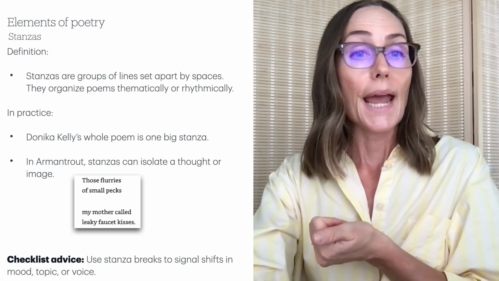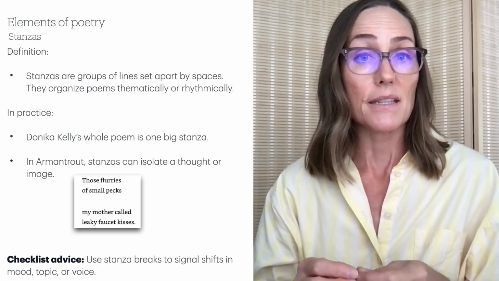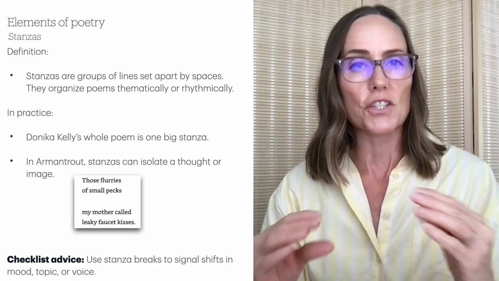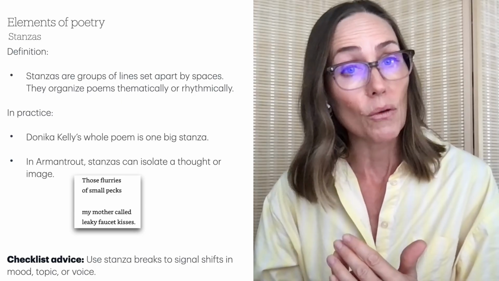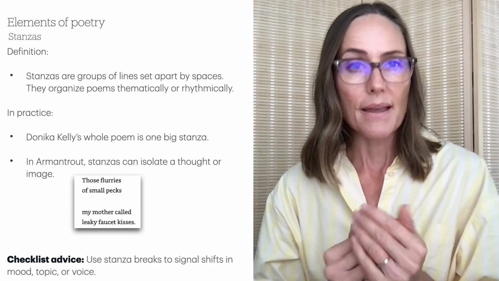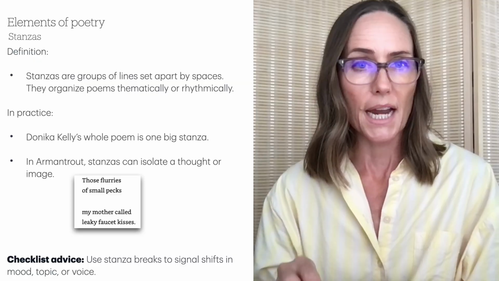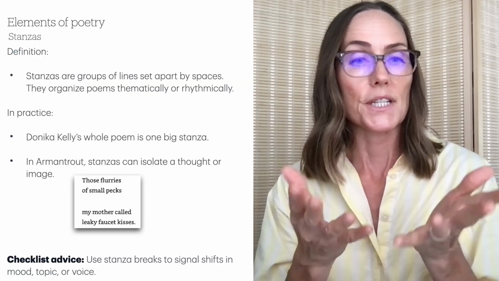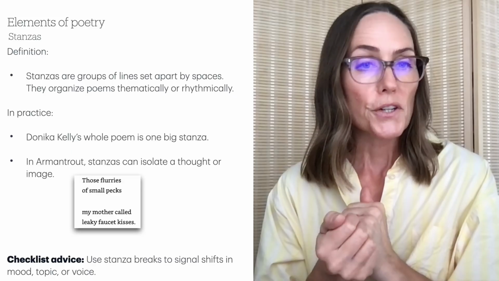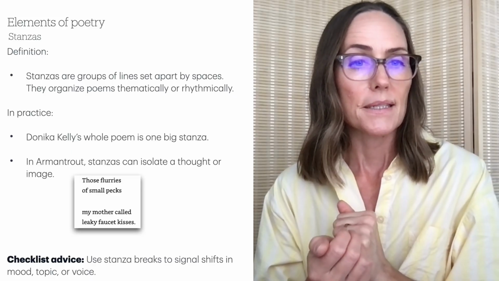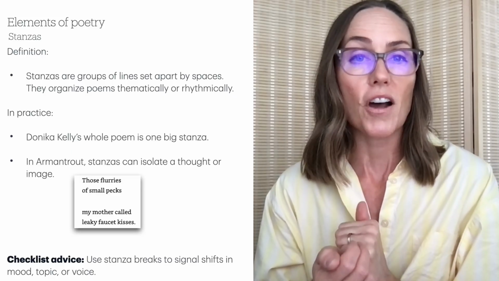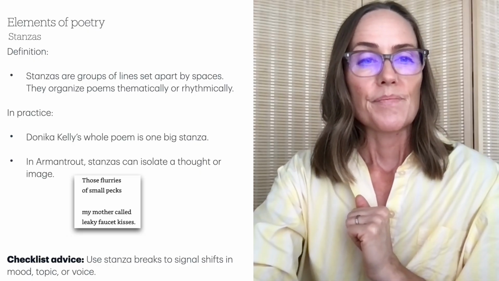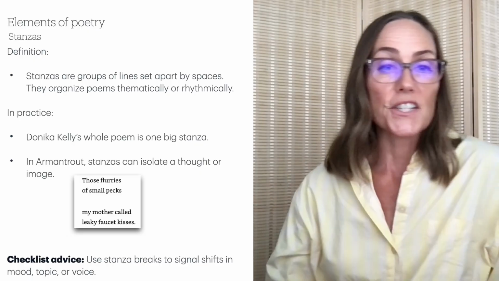Now, when we look at Armentrout, the stanzas are actually meant to be more isolationary. They isolate images or thoughts. They slow us down and they make us see what we're supposed to see in just those tiny little pieces of text. Here's an example. "Those flurries of small pecks my mother called leaky faucet kisses." I love that image. Now, checklist advice for stanzas.